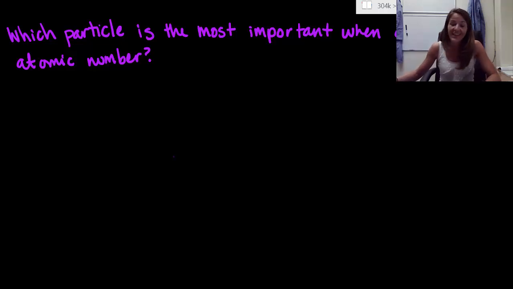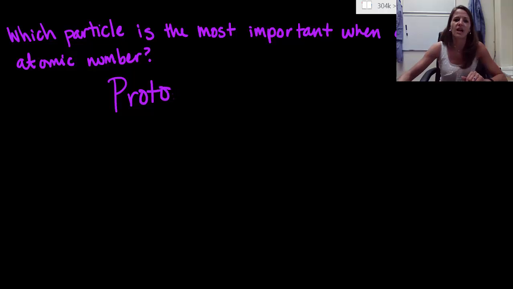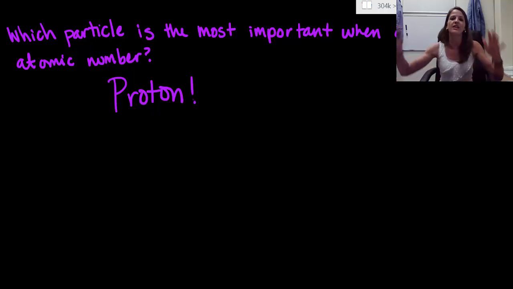Did we get an answer? Hopefully you said the proton. The proton is the only particle that actually matters when we're talking about the atomic number. The electrons are not going to have anything to do with this. The neutrons talk about something entirely different. The atomic number is entirely based on the number of protons inside the nucleus.